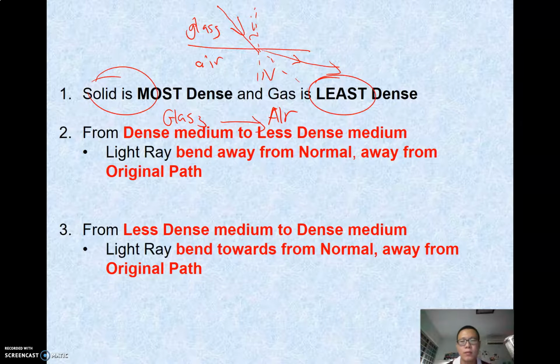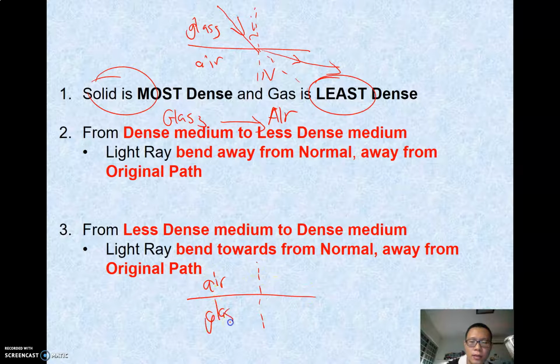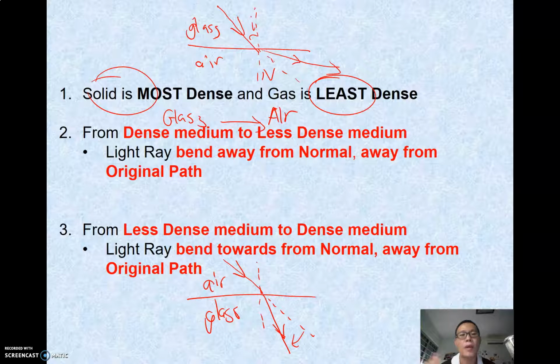The reverse will be the same. If I travel from less dense to dense, so if I reverse the thing and travel from air to glass, my original path is the dotted line. Because I travel from least dense to dense, my new travel direction will be towards the normal. I will bend towards the normal, nearer to the normal. So these are the two behaviors, generally, when a light ray passes through different media: bending away from or bending towards the normal.